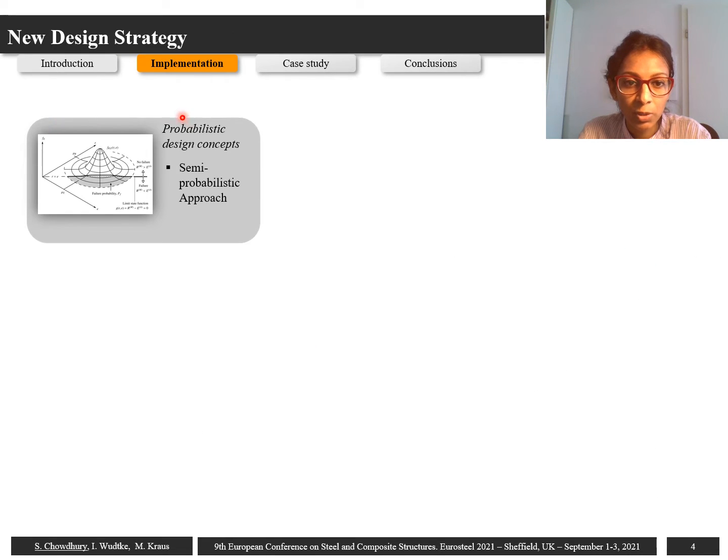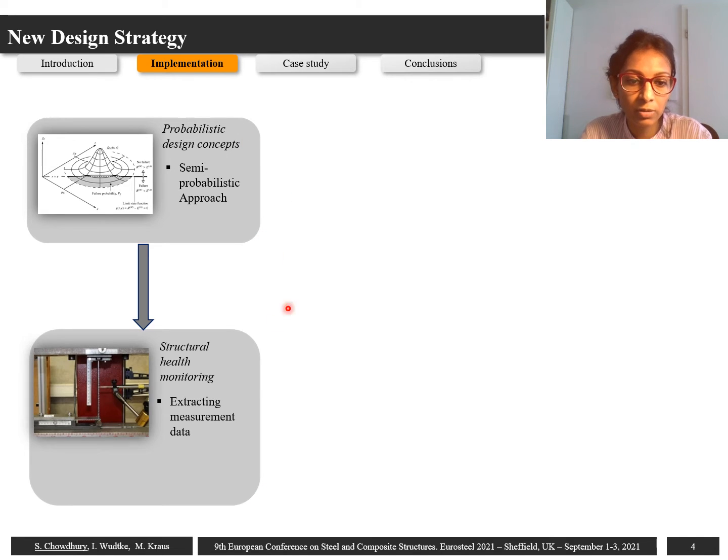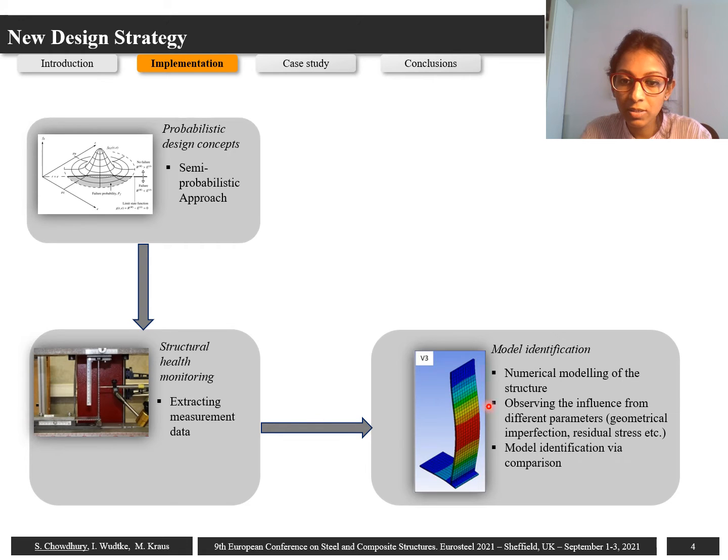So at the first step, let's consider we have an existing structure where we would like to introduce some network monitoring system. And from there, we extract some measurement data and analyze the data. On the third step, we do the model identification via numerical modeling of the structure. We observe the influence of different parameters, for example, geometrical imperfections, residual stresses, or welding. And from the set of various models, we have to select the model which closely represents our existing designed model using the measurement data.